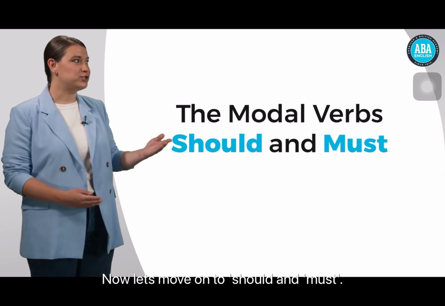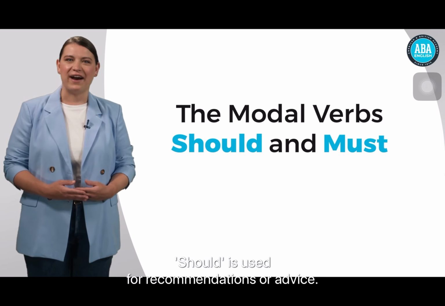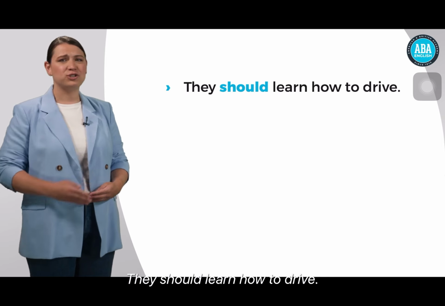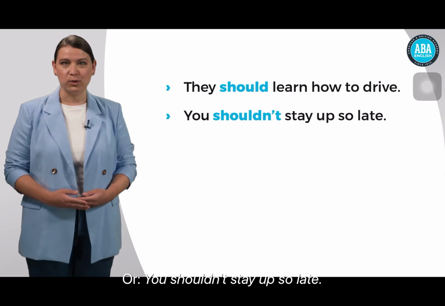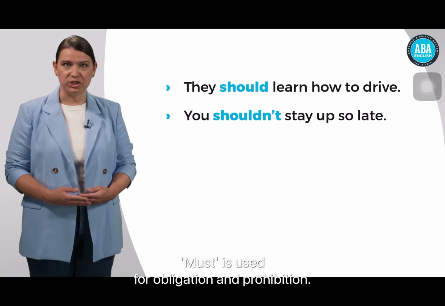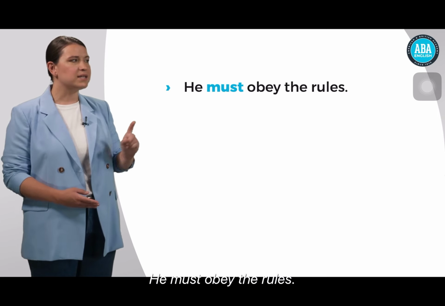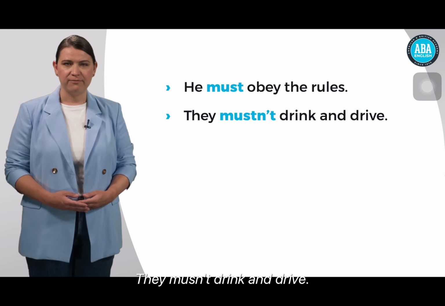The modal verbs should and must. Now let's move on to should and must. Should is used for recommendations or advice. For example, they should learn how to drive, or you shouldn't stay up so late. Must is used for obligation and prohibition. For example, he must obey the rules, and they mustn't drink and drive.